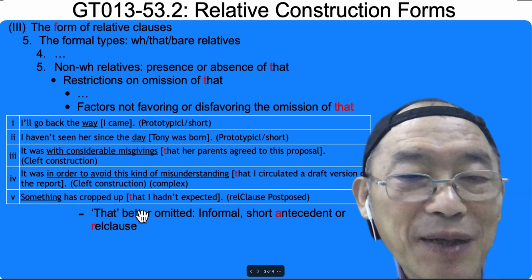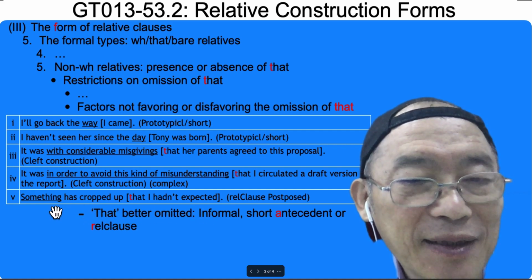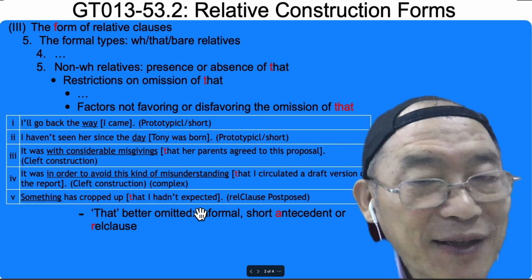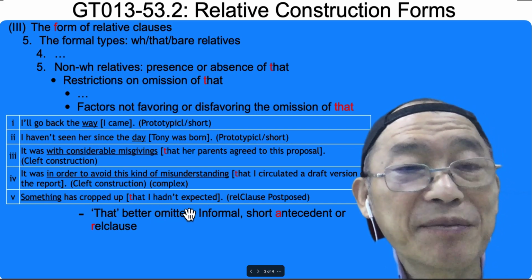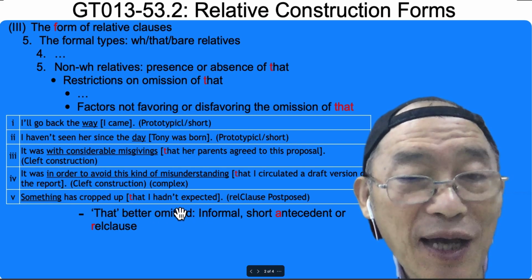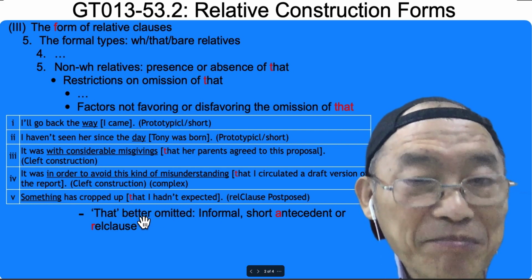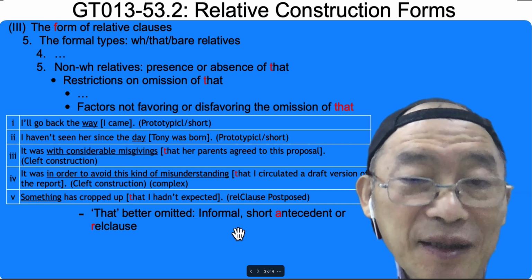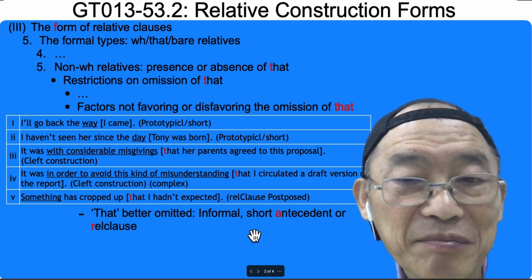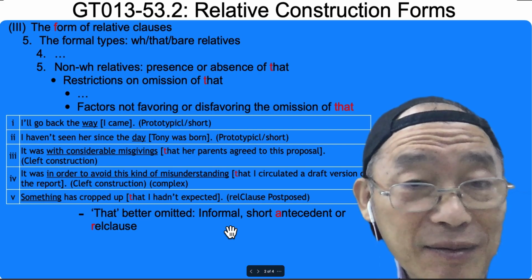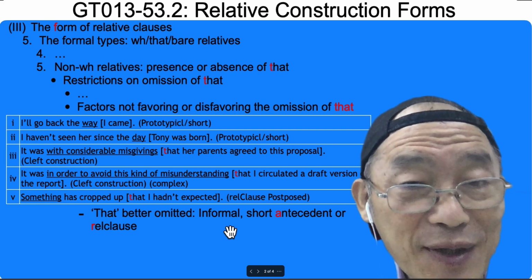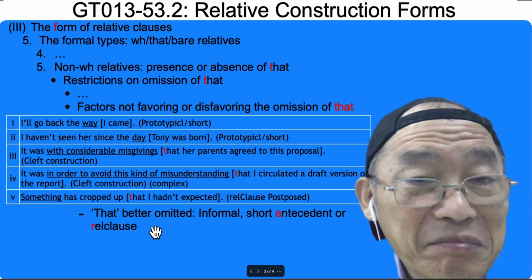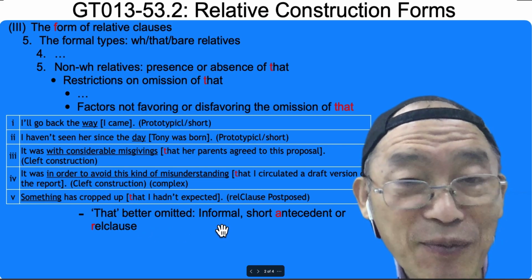"Something has cropped up that I hadn't expected." Yes, something that. In this case, the relative clause is postposed, and it's heavier, while the head is short. So postposed is better; that had better be omitted. Sometimes informal. Using that is already more informal than WH, and the omission is even more informal.